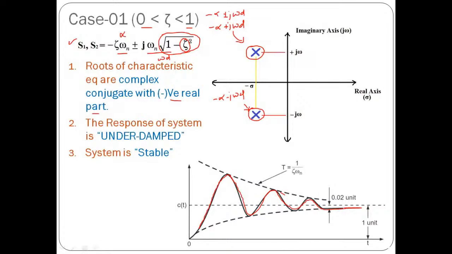That means when the value of zeta is in between 0 to 1, the roots of the characteristic equation are complex conjugate with negative real part. The response of the system is underdamped and the system is stable. So I want everybody to please note down this point. This is very important. Based on these cases, you may have various types of numericals in any competitive exam.